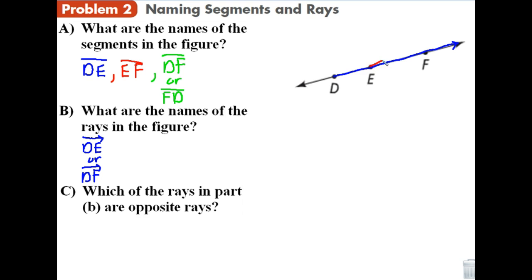Okay, looks like I also have EF here. Okay, 2 rays that go in the same direction, but those are different rays. Looks like we also have ED. And then the last ray I see would be ray FD. Again, same direction, just starting at a different point.